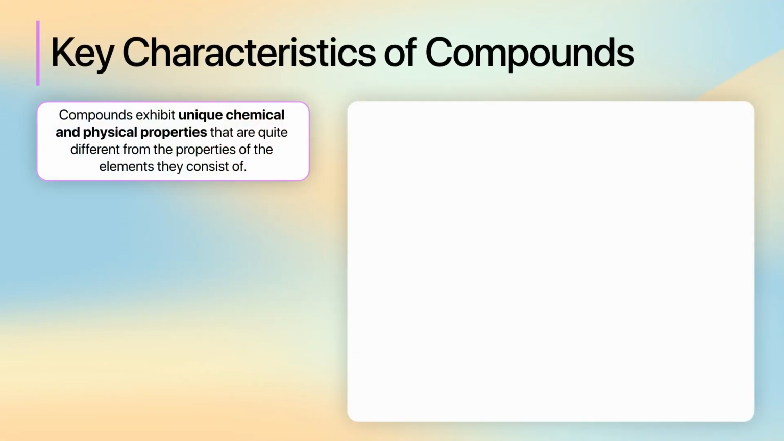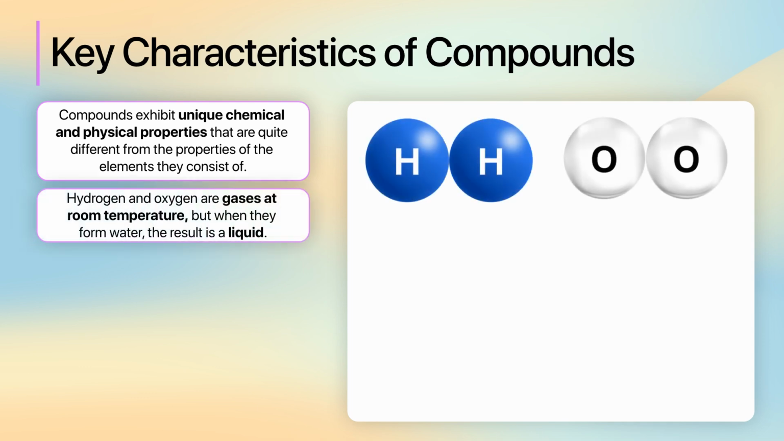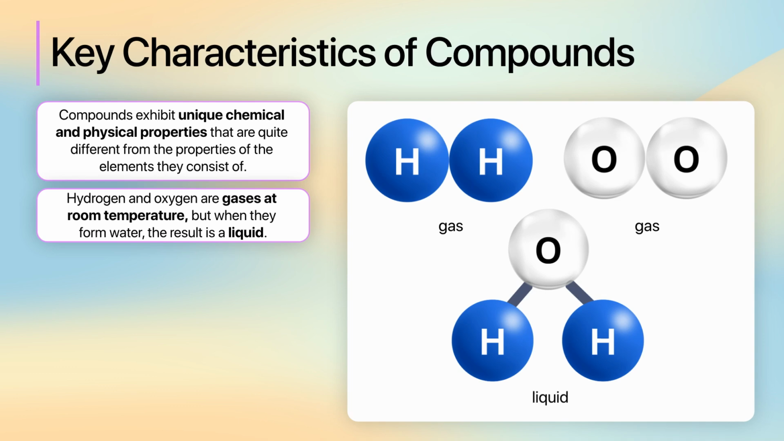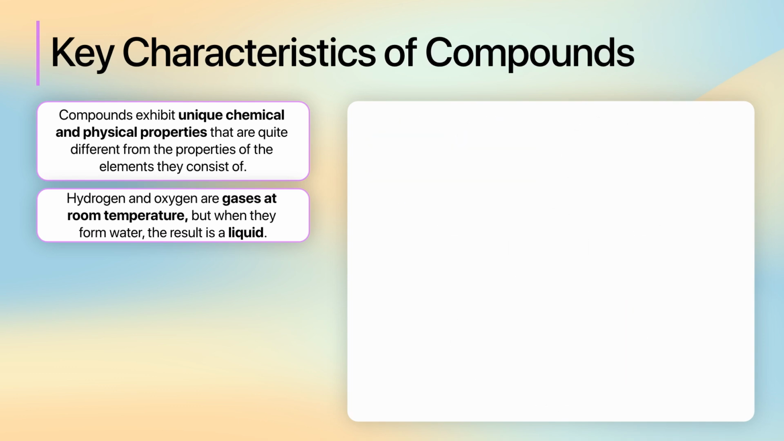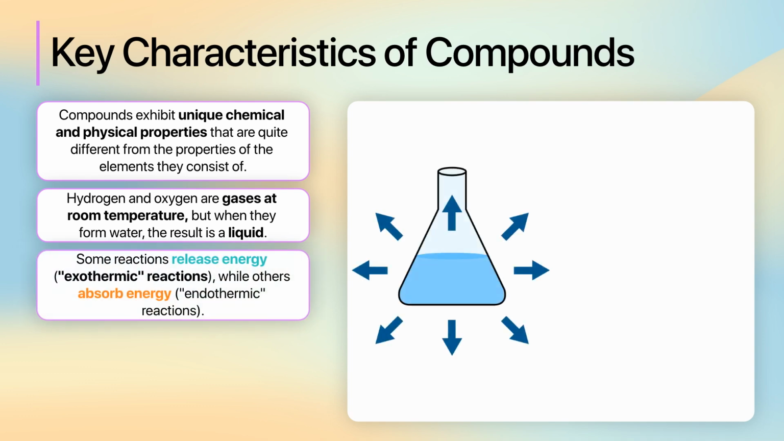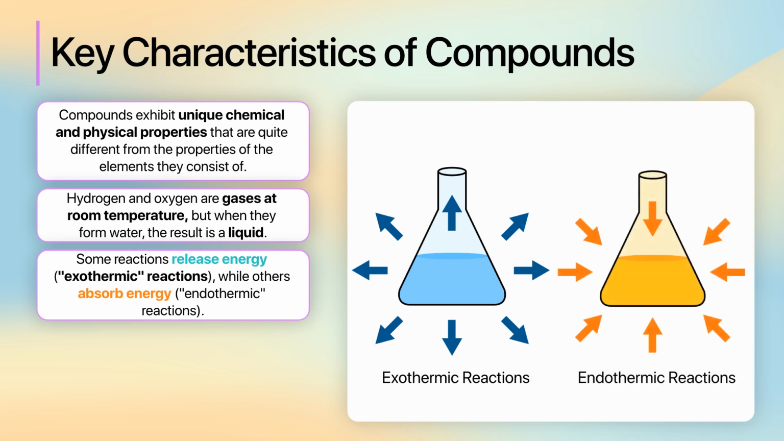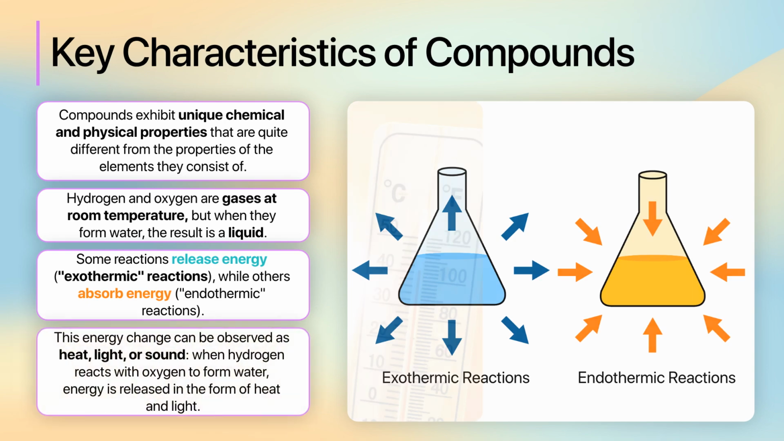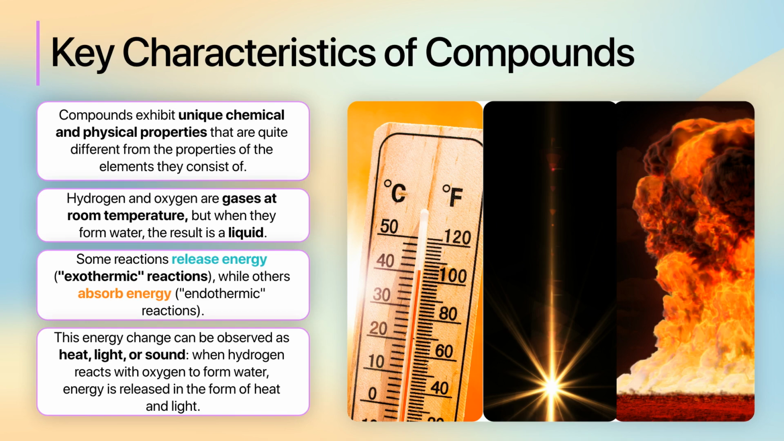Compounds exhibit unique chemical and physical properties that are quite different from the properties of the elements they consist of. For example, hydrogen and oxygen are both gases at room temperature, but when they combine to form water, the result is a liquid. Energy changes also accompany chemical reactions. Some reactions release energy. These are called exothermic reactions, while others absorb energy. These are called endothermic reactions. This energy change can be observed as heat, light, or sound. For instance, when hydrogen reacts with oxygen to form water, energy is released in the form of heat and light. In a later unit, we will look at energy changes in much more depth.